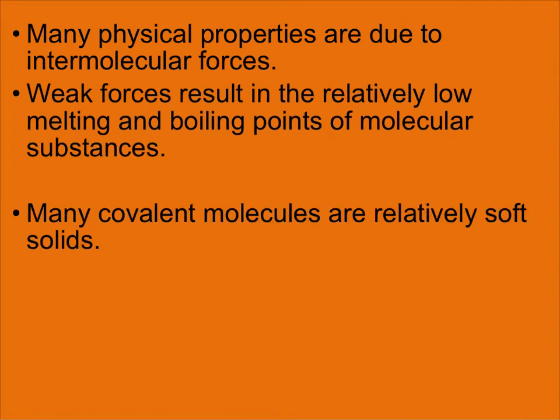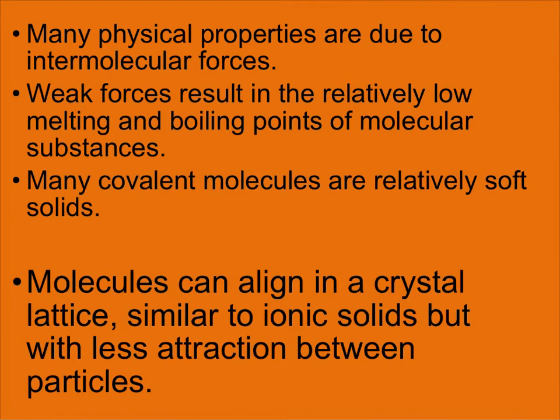Many covalent molecules are relatively soft solids. And molecules can align in a crystal lattice similar to ionic solids, but with less attraction between the particles. So if you remember back from when we were talking about ionic bonds, and those formed the crystal lattice structure, like when we talked about salt did that. We can also find this with covalent bonding, but it doesn't have as strong of an attraction.